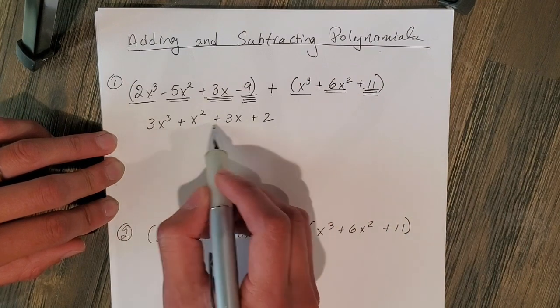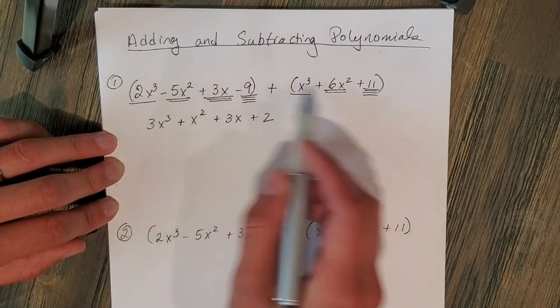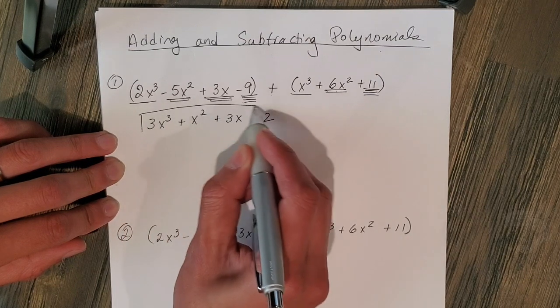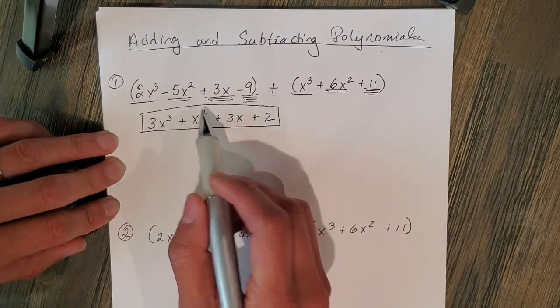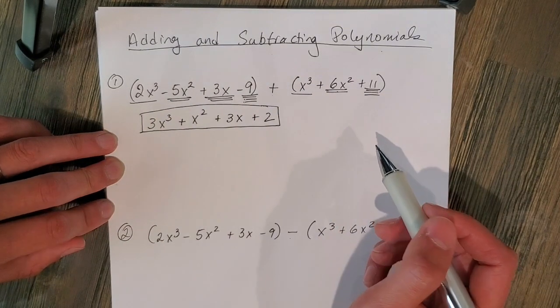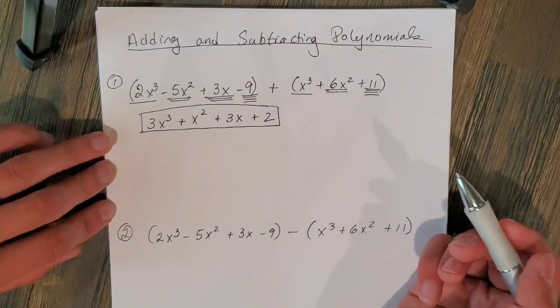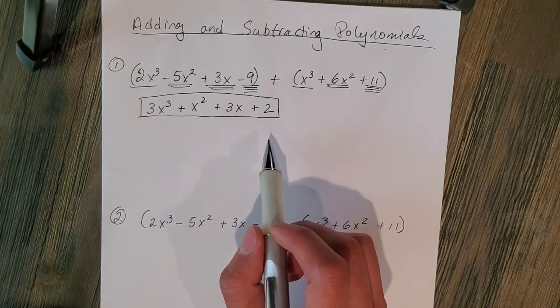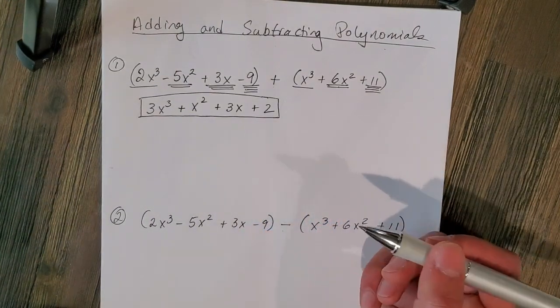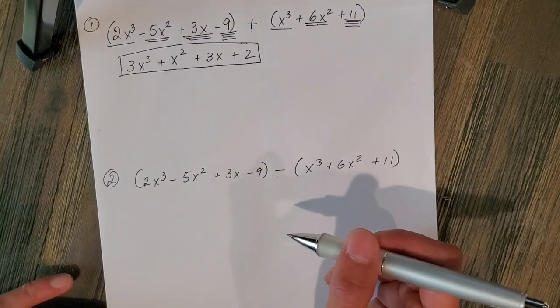And I give it one last look to make sure I didn't skip any, and I already know I didn't, so this is my final answer. This is the simplified answer of these 2 polynomials added together. Okay? And if you have any questions, you can ask it during the live session that we have.